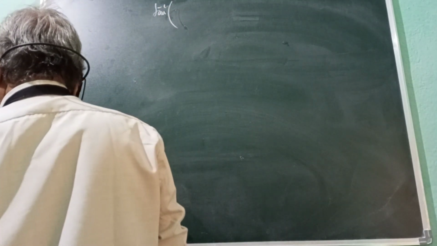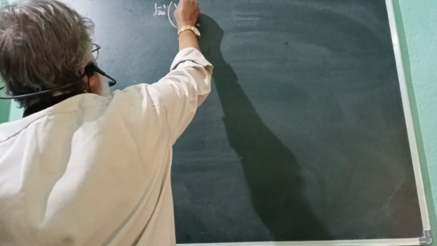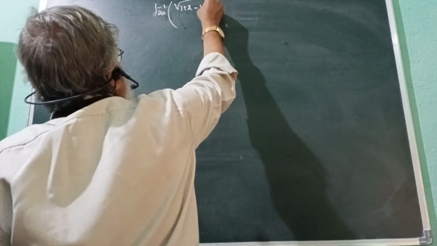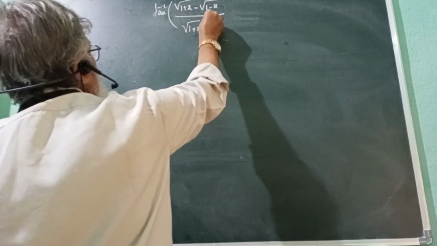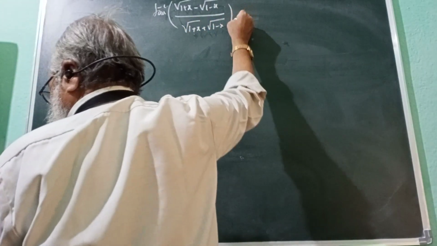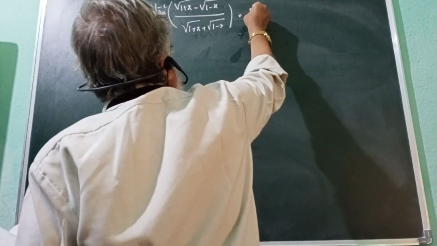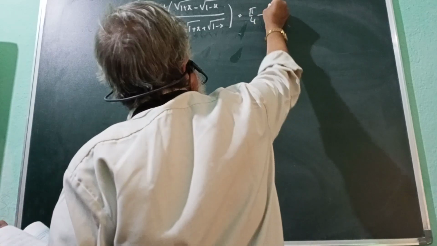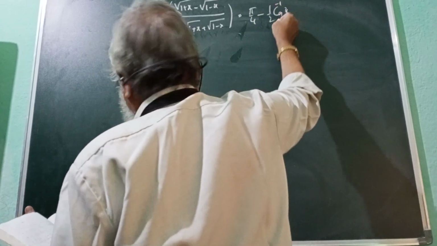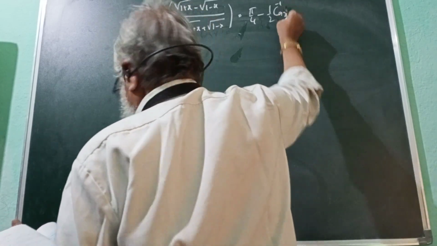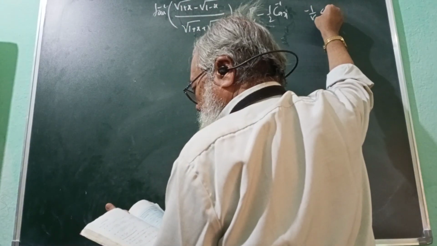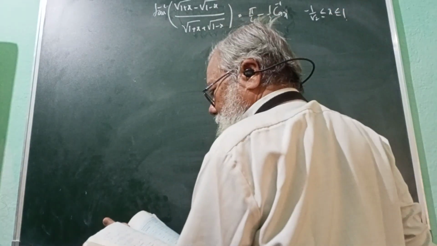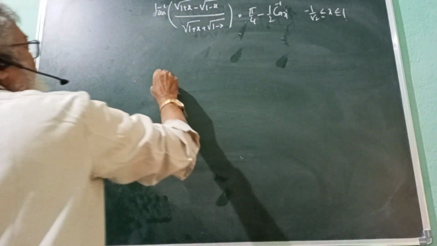Show that tan inverse of under root 1 plus x minus under root 1 minus x by under root 1 plus x plus under root 1 minus x is equal to pi by 4 minus 1 by 2 into cos inverse x, where minus 1 by 2 is less than or equal to x is less than or equal to 1. Here, let us take the left hand side.